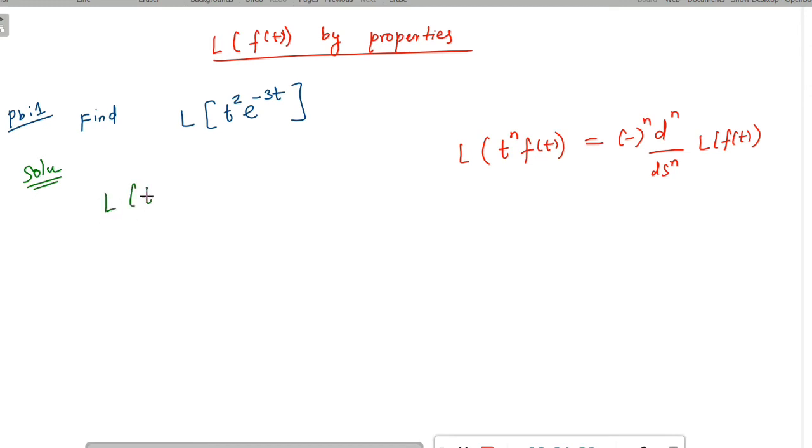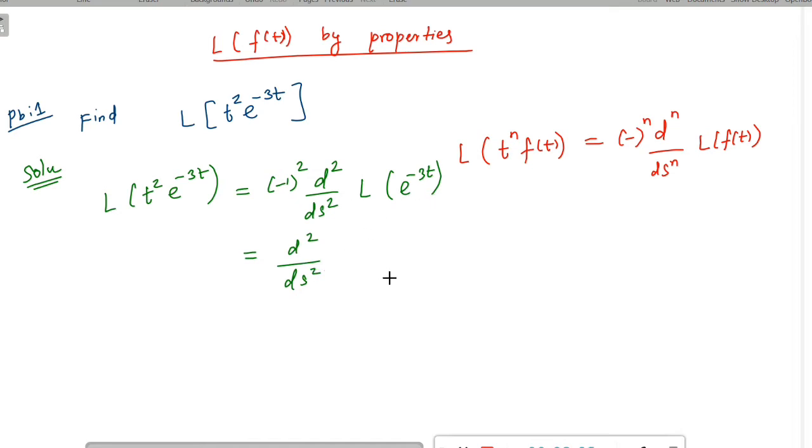So L of t square e power minus 3t equal to, so the power, the degree for t is 2. So for that I am going to substitute this formula. Instead of n I am going to substitute 2. So you may get minus 1 power 2 d power 2 divided by ds power 2 L of e power minus 3t, which is equal to minus 1 square is equal to 1. So you may get d square by ds square L of e power minus 3t.